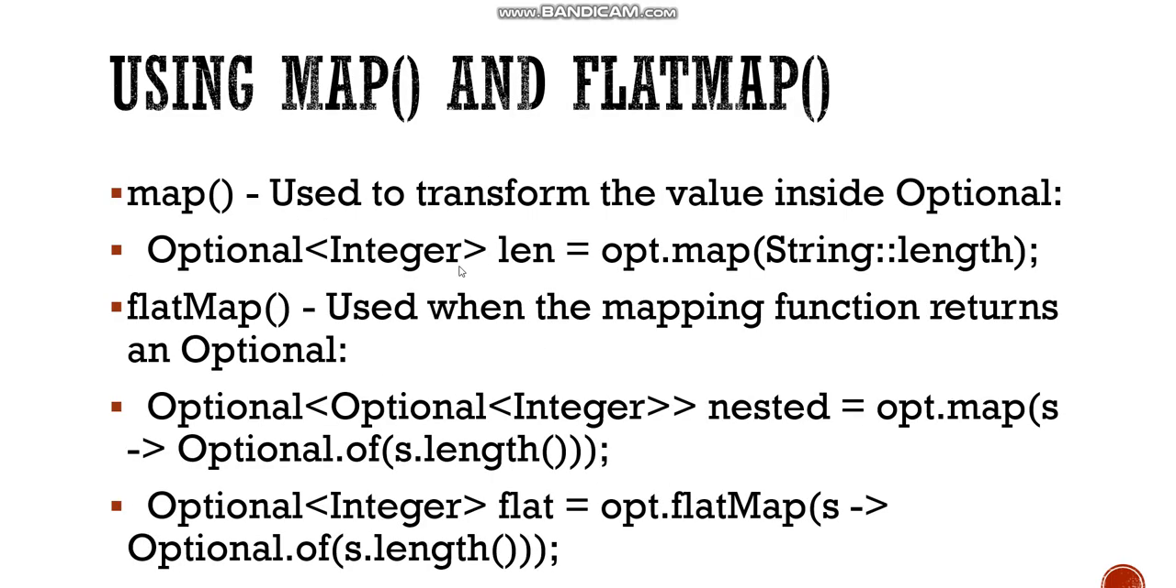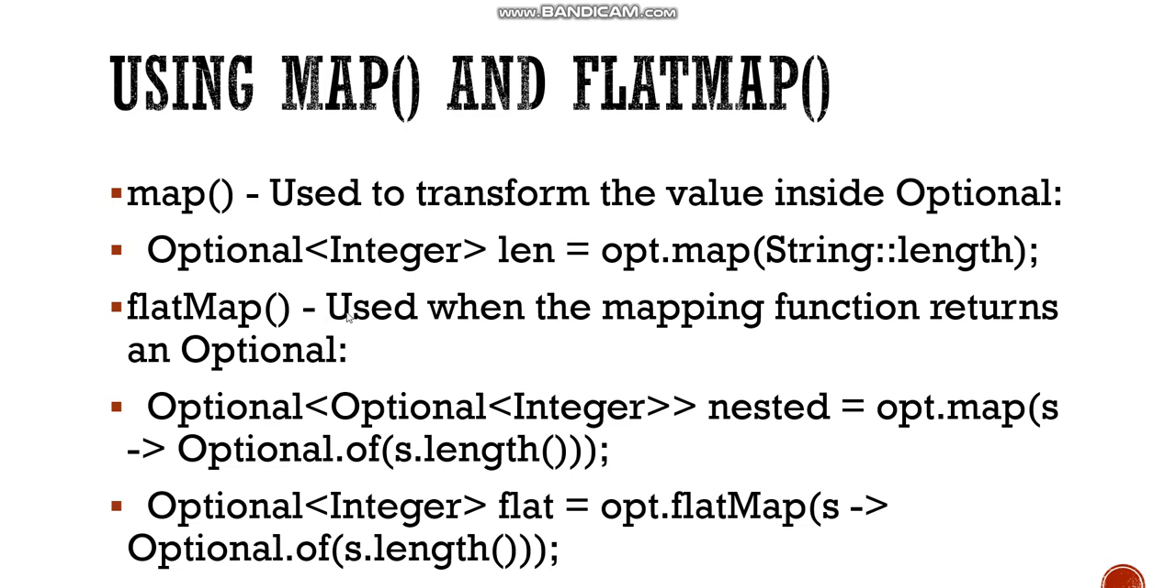Now using map and flatMap. We will be covering map and flatMap in other sessions, but as of now you can know that map and flatMap are basically part of Java 8 streams, and both are intermediate operations. There is a minor difference between map and flatMap. So map is basically used to transform the value inside the optional. This is the way we can do it with optional: optional dot map and then the method reference operator and length. So it will return the length of that particular string in the optional format.